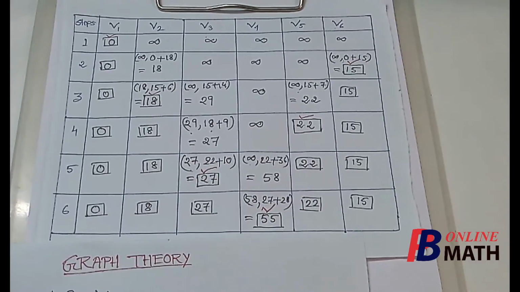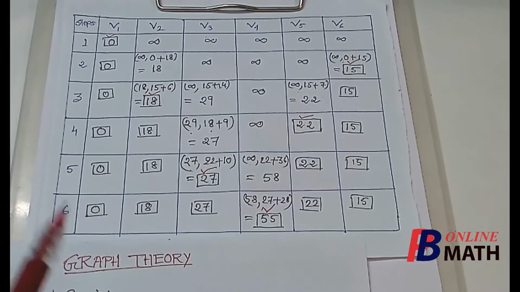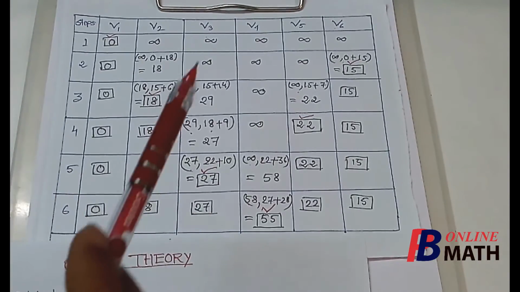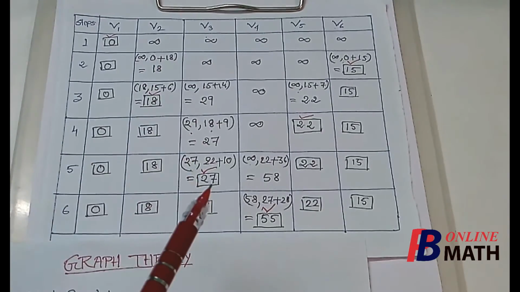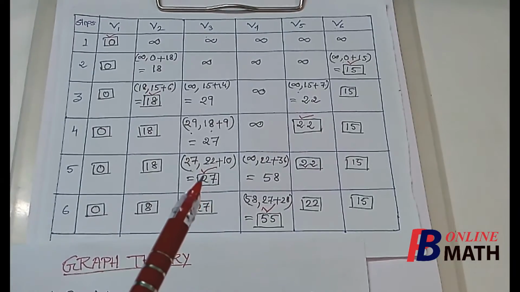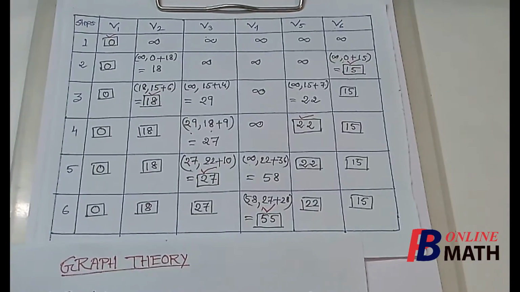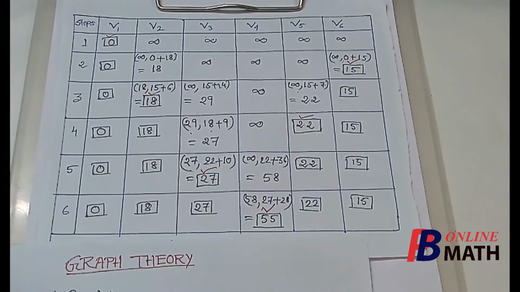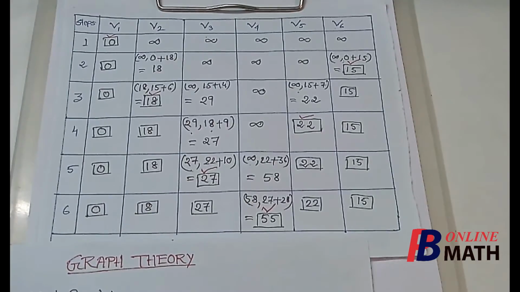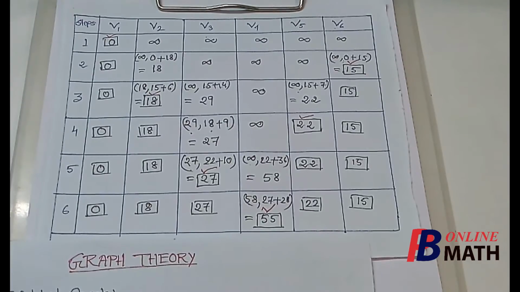If we want to find the shortest distance between V1 and V3, then we have to find the permanent level of V3, and from this column we find that the permanent level of V3 is 27. So this 27 is the shortest distance between V1 and V3. So from this table we can find the shortest distance between V1 and any other vertices. So we have already obtained the shortest distance. Now we shall find the shortest path, and this can be found by backtracking.